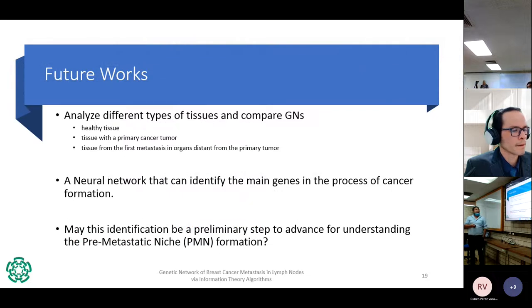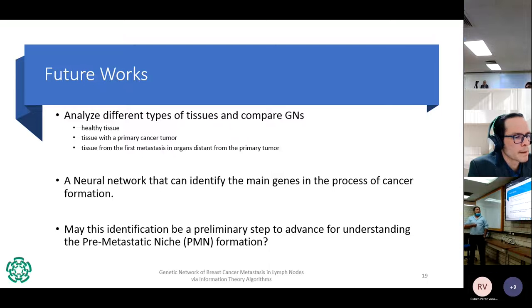For future work, we can analyze different types of tissues and compare the genetic networks that are generated. We can take healthy tissues, tissues with a primary cancer tumor, and, like in this case, tissues from the first metastasis in organs distant to the primary tumor, remembering that in this case we take a database which has the metastasis in lymph nodes with a primary tumor in breast.